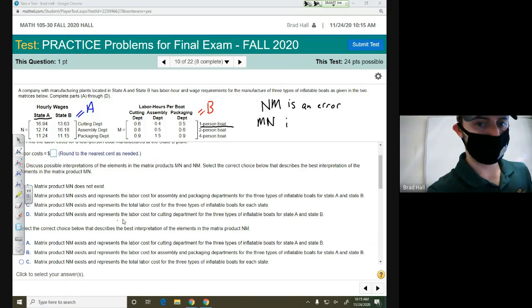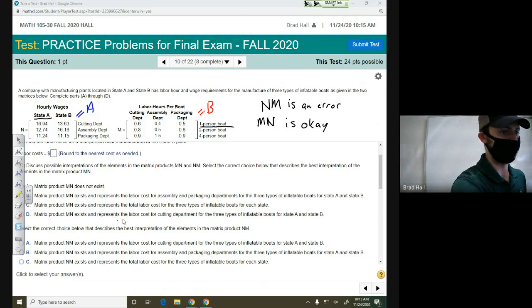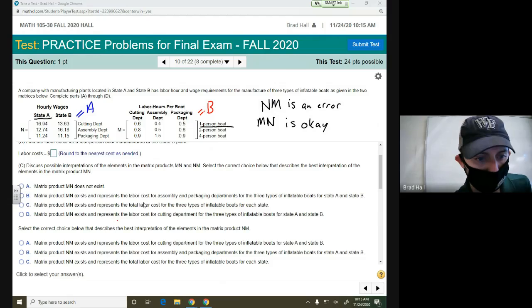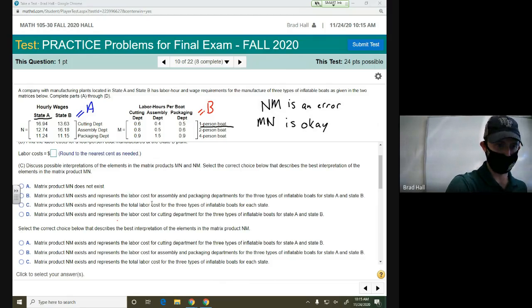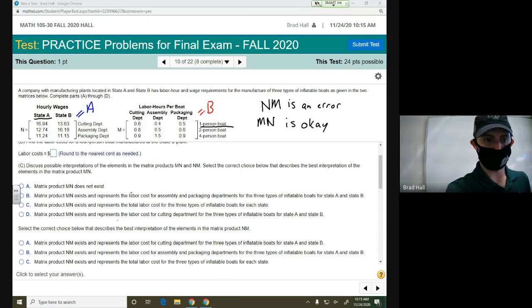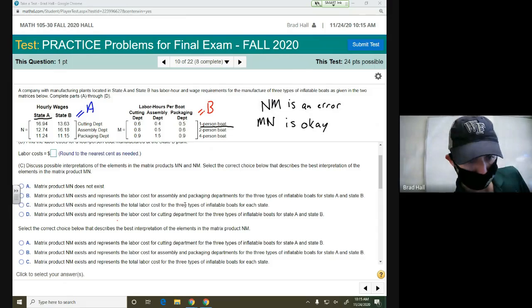Then that actually gives me an answer. So that goes down to this interpretation here. So the matrix product MN exists and represents total labor. Let me make sure I select the right one. These are always a little tricky with the labels. It represents the, let's see, if M goes on the left here, it's going to be for each boat. Yeah, it has to be this one.